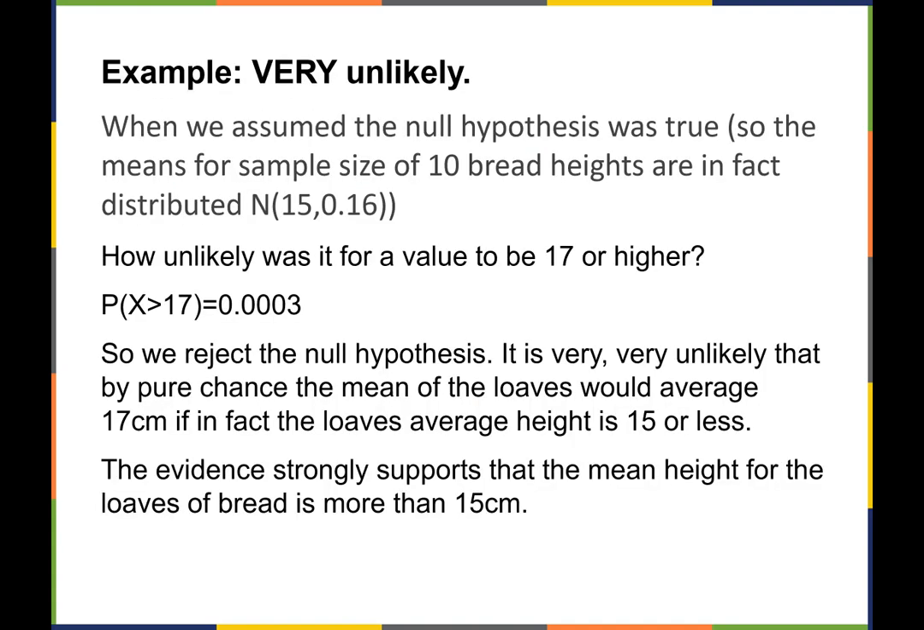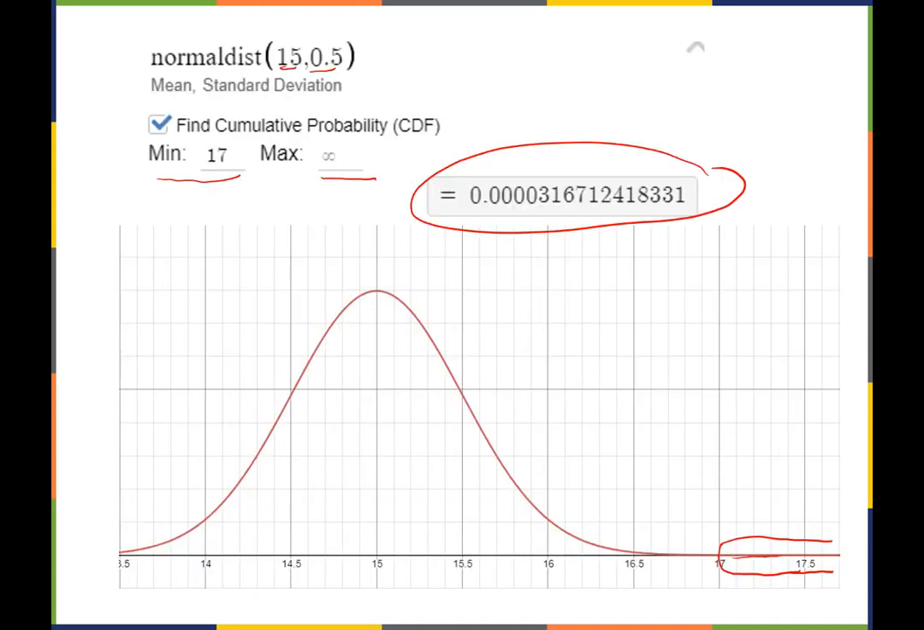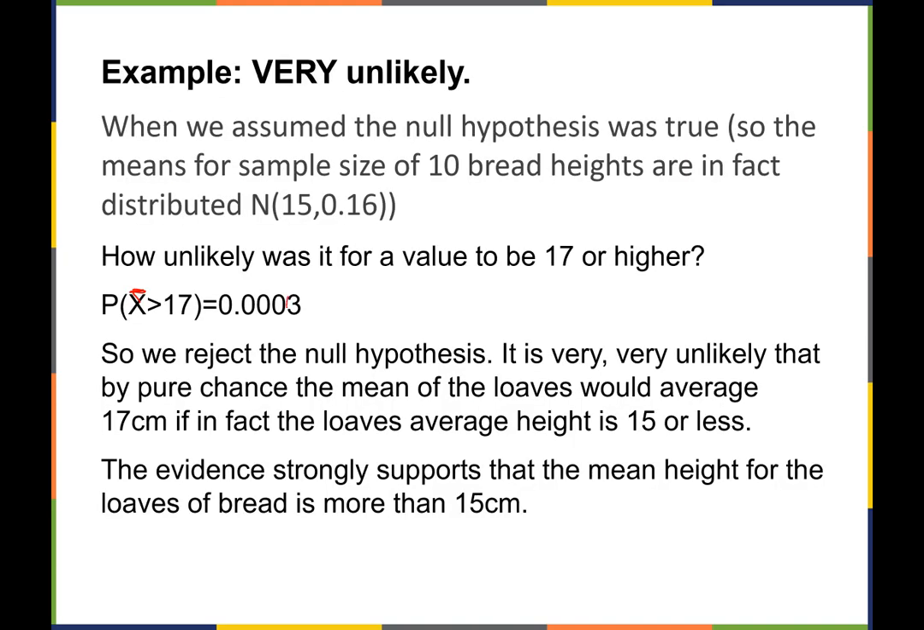So when we assume the null hypothesis was true, so that we could say that the means for the sample size of 10 bread heights are in fact distributed normal 15.16, we figured out that it was very unlikely for the value to be 17 or higher. In fact, we got the probability that x bar is greater than 17 is equal to 0.0003. In fact, maybe there were 4 zeros. There's 4 zeros. Still really small. So we reject the null hypothesis.